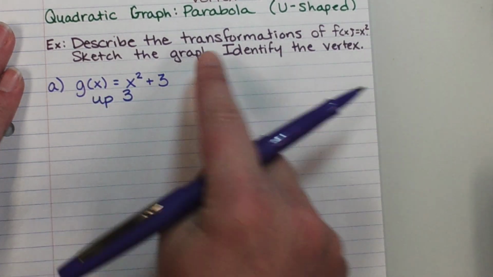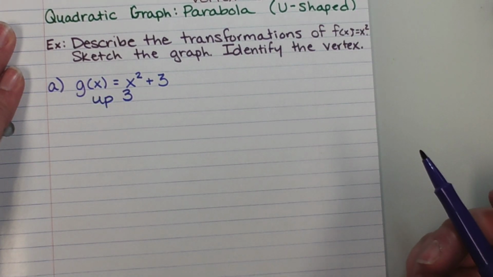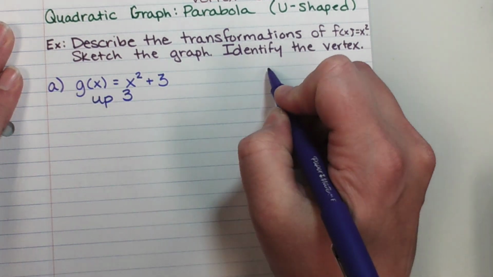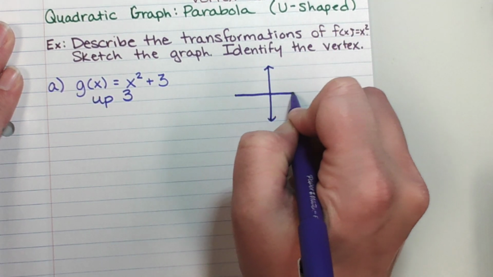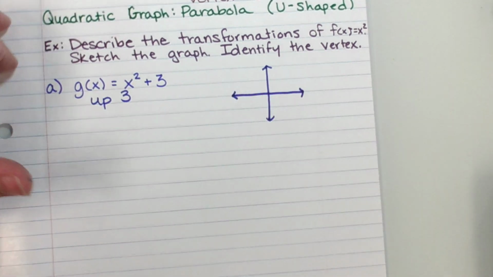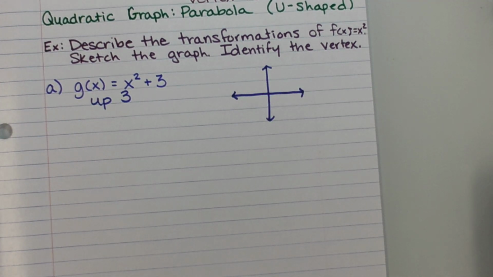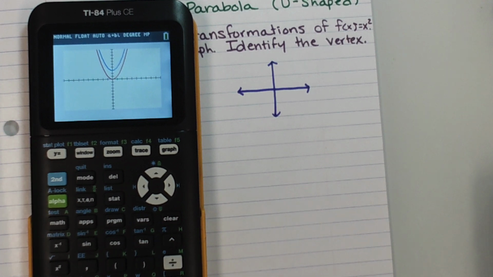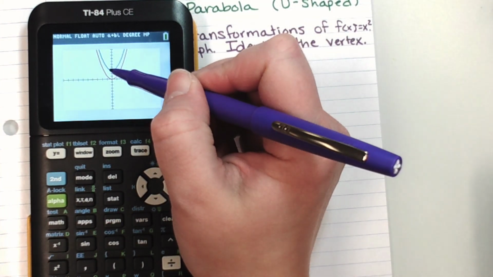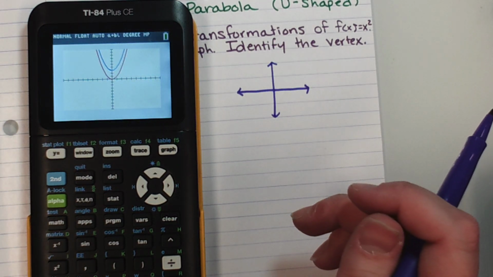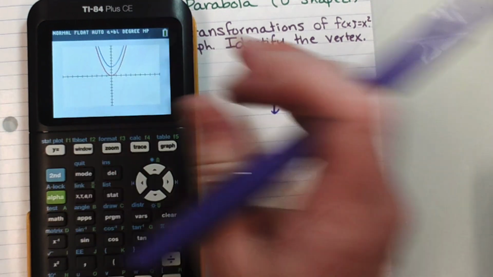Okay, sketch the graph. When it's a sketch, does it have to be perfect? No. It doesn't have to be perfect, doesn't have to be a large graph. The key thing I'm looking for is that it's hitting the important points. The important point on a parabola is what point? This low point, also known as the vertex.